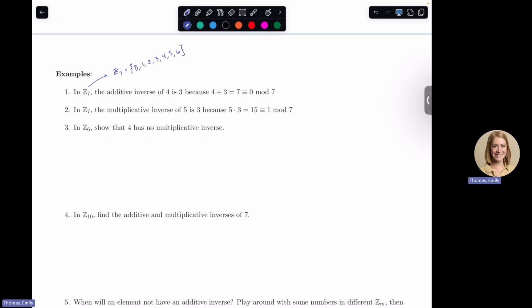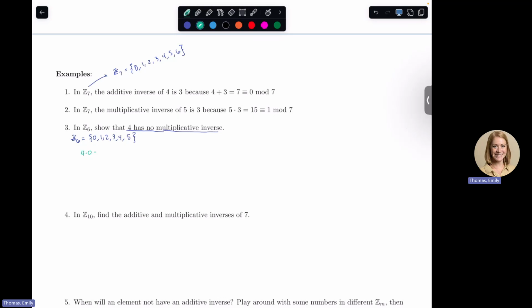So we are going to work in Z6. What's Z6? 0 to 5. We're going to show that 4 has no multiplicative inverse. So we want to try to multiply 4 by everything in here and see if we can get 1 mod 6, sorry.